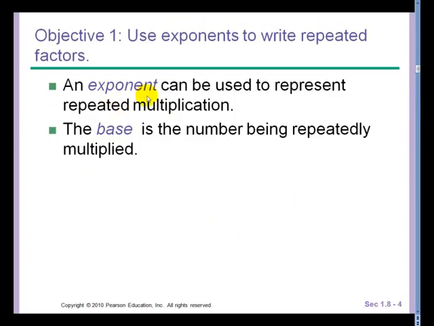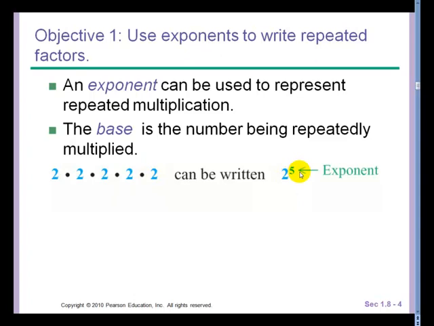An exponent can be used to represent repeated multiplication. The base is the number being repeatedly multiplied. So, 2 times 2 times 2 times 2 times 2 can be written as 2 to the 5th, or 2 to the 5th power. The little 5 is what we call the exponent. That tells you how many times you multiplied it. The 2, the bigger number, is the base. That's the number being multiplied.